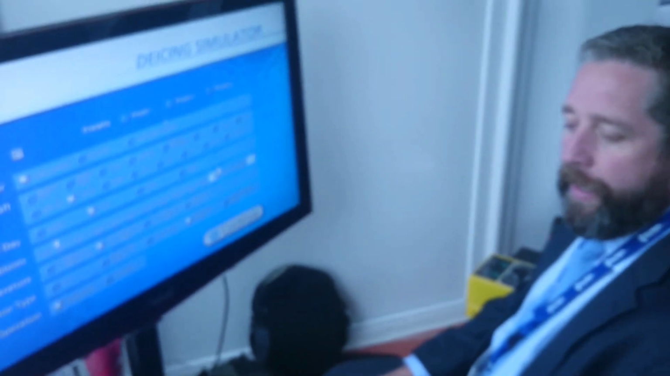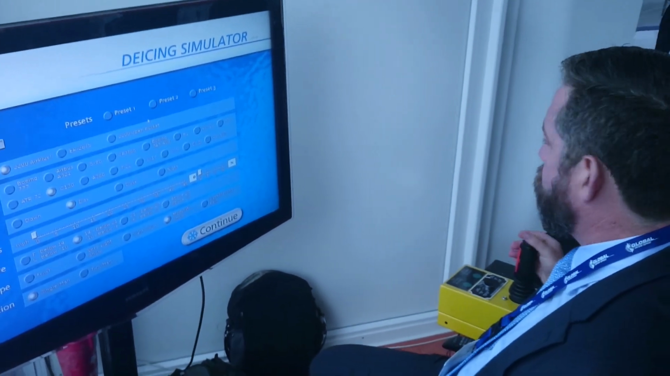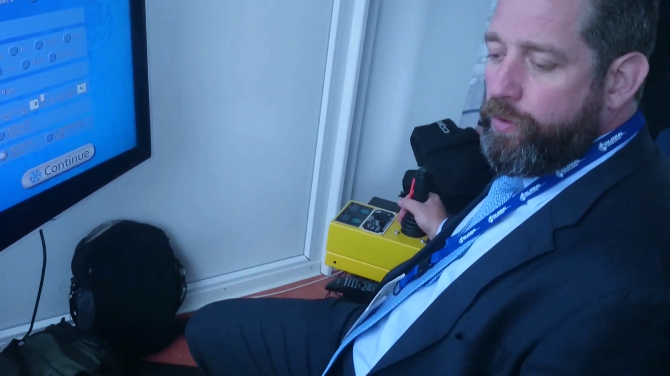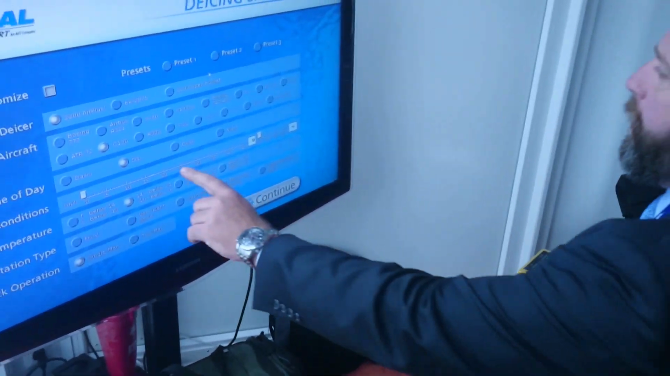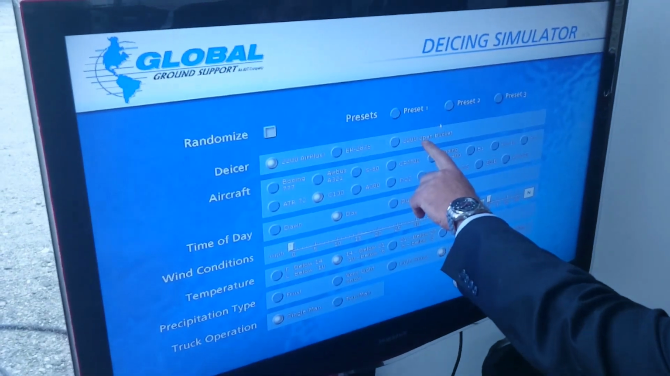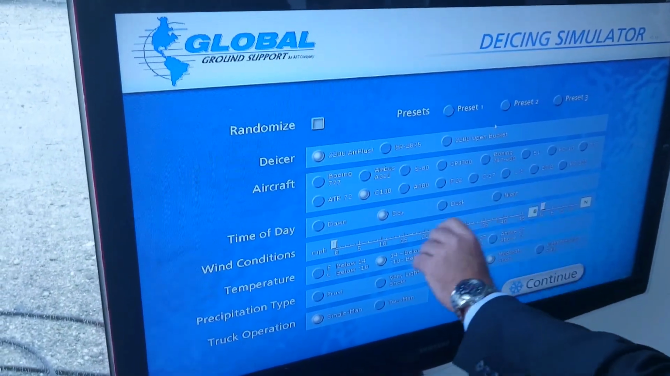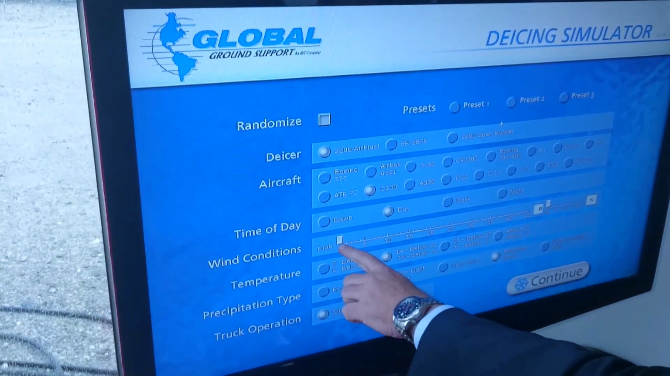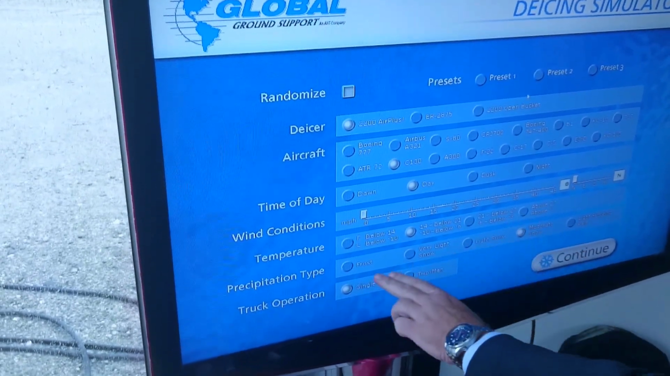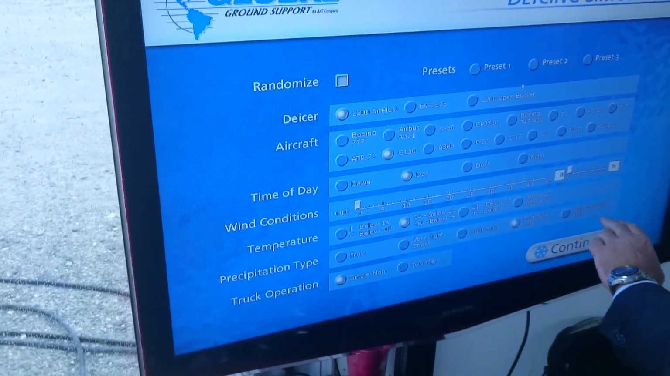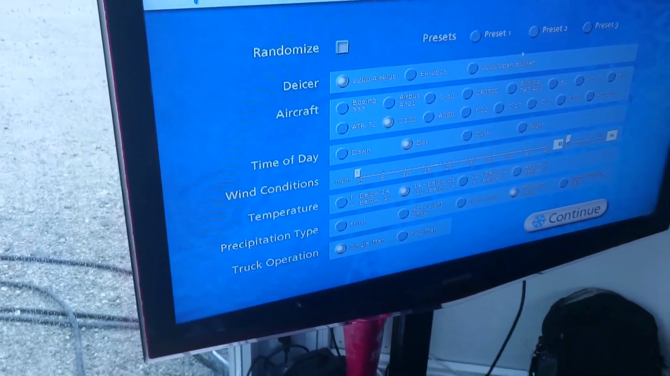So this is a Global De-icing training simulator, and all of the controls are identical to the controls in the Global Aircraft De-icer. On the simulator, we can choose between 3 different vehicles. We have 16 different aircraft. We can choose time of day, wind speed, and wind direction. Then we can choose temperature, type of snow or freezing rain, and then one-man operation or two-man operation.